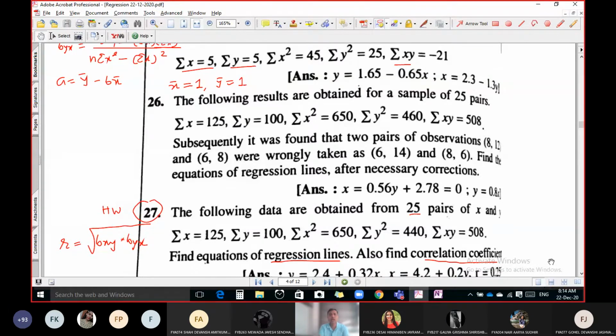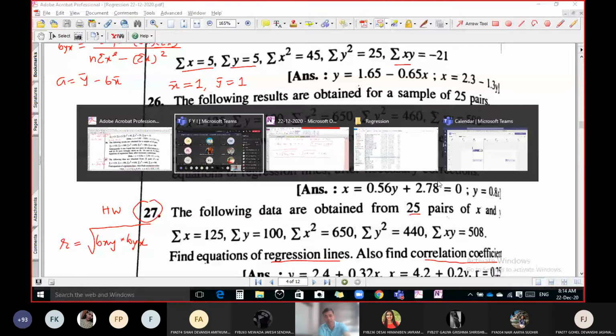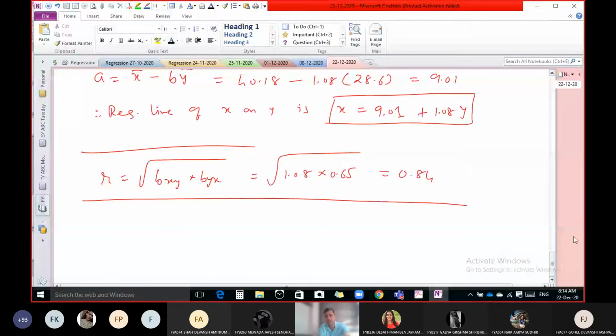26. See, the question is, the following results are obtained for a sample of 25 pairs. Sigma x, sigma y, sigma x square, sigma y square, and sigma xy are given. Subsequently, it was found that two pairs of observations, 8, 12 and 6, 8, were wrongly taken as 6, 14 and 8, 6. Find the equation of regression line after necessary correction. Now see, what is the meaning of this question? First of all, let us discuss that one. So question number 26.